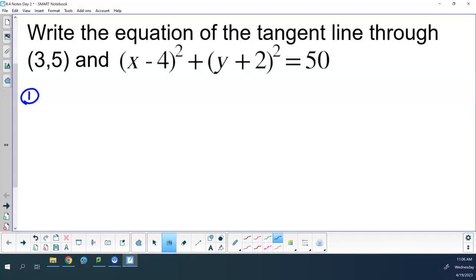Yes, ma'am. By the center of my circle. Why do I need the center? Truly, I can do this one without even drawing in the circle. I need 2 points, right? Which 2 points do I need? The point of tangency and the center. Okay? And what am I going to do with those 2 points? I'm going to find the slope of that radius.